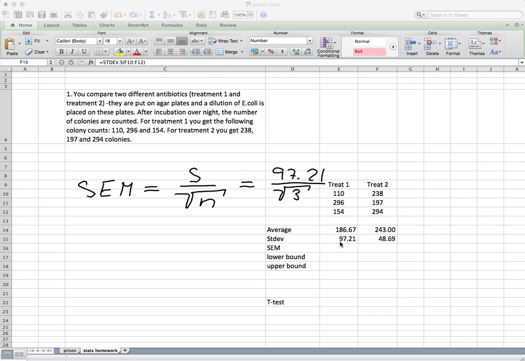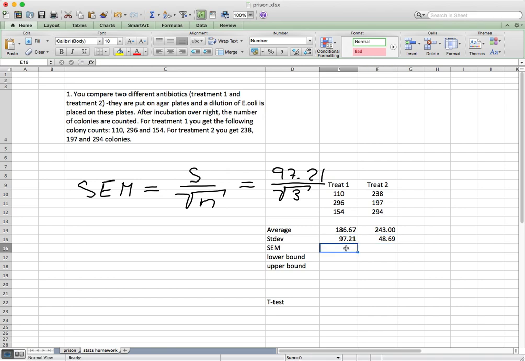So let's quickly calculate that. We say equals, and we want to take the standard deviation and divide it by the square root of 3. That gives us a standard error of the mean of 56.12, and we can do that very easily for treatment 2. So we've got 56.12 and 28 for the standard errors.